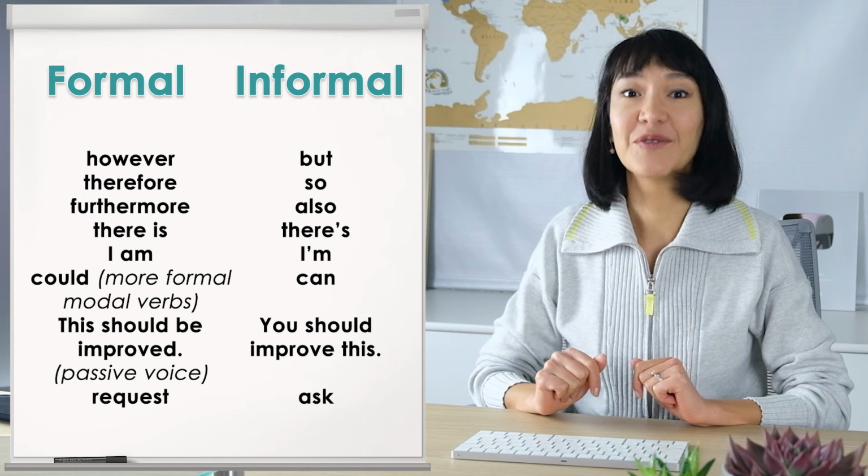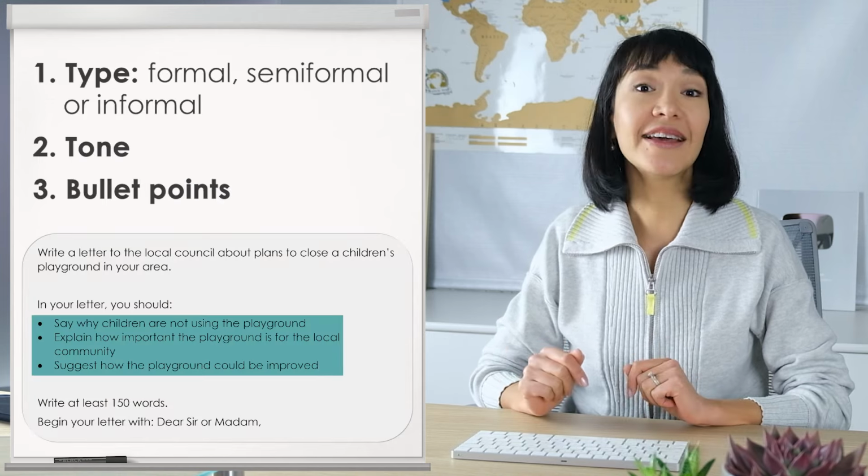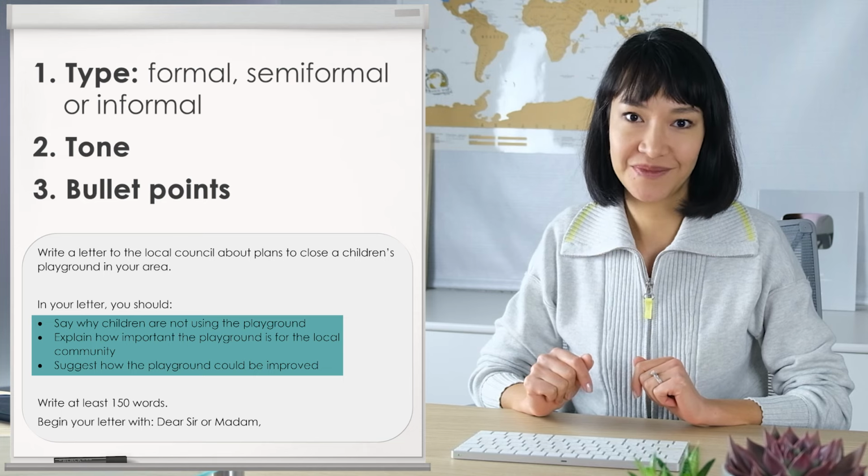Number 3, bullet points. We have 3: say, explain, suggest. You must address or cover, give information about each bullet point in your letter. And you need to write enough about each of them, not just briefly mention them. And you must avoid irrelevant information, as you lose points if you write something that's not required in the task.